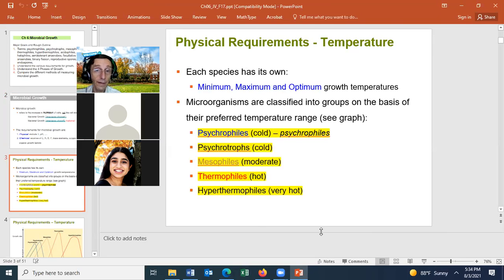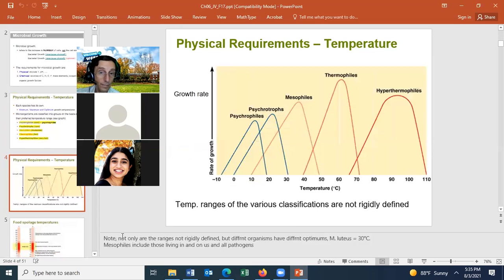When we're talking about physical requirements, every organism has a temperature requirement. Each species has a minimum temperature it can grow at, a maximum temperature it can grow at, and an optimum temperature. You can classify microorganisms into groups on the basis of their preferred temperature range.